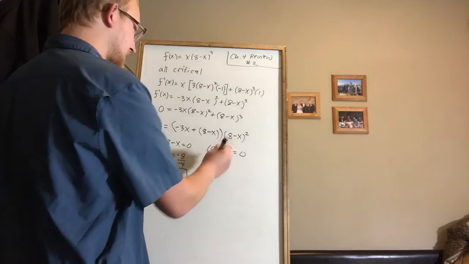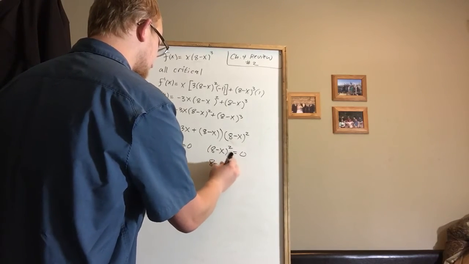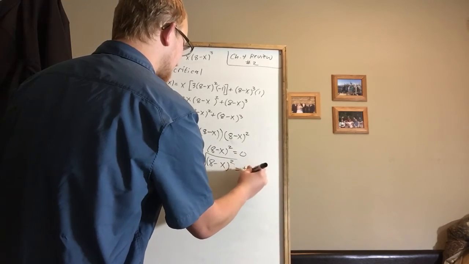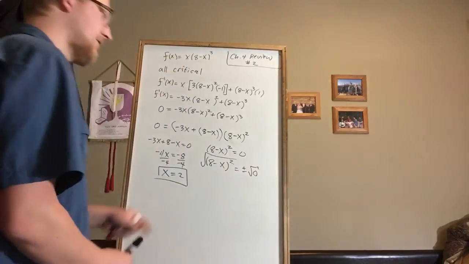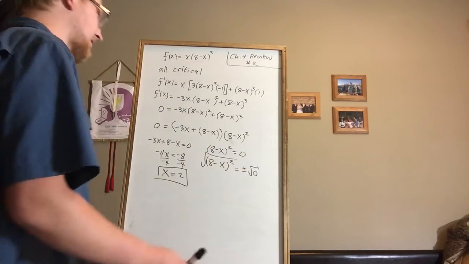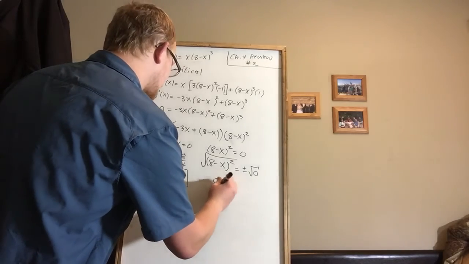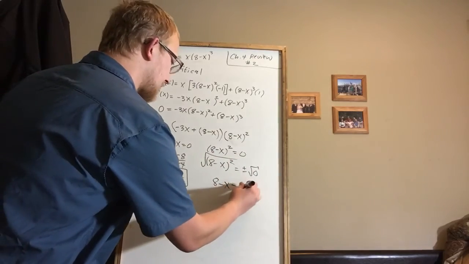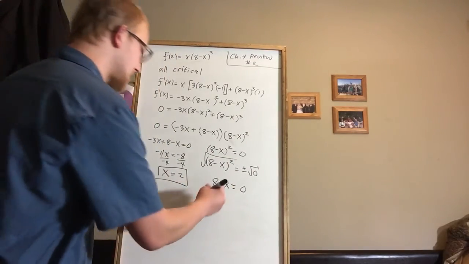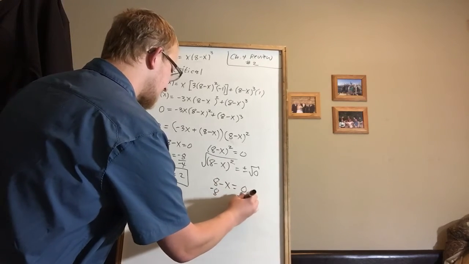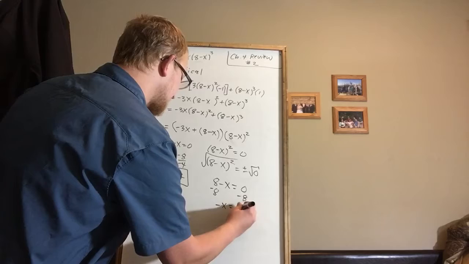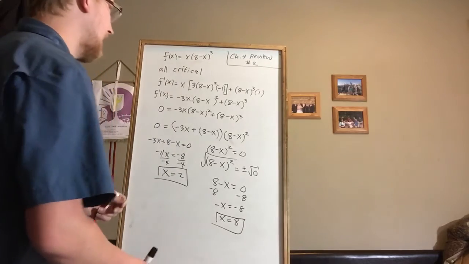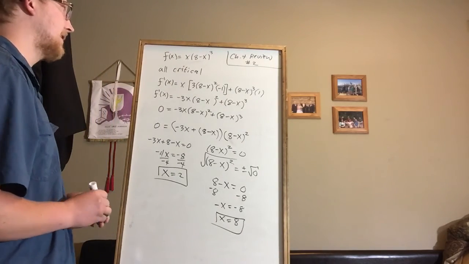And then over here, we'll take the square root of both sides. So the square root of 8 minus x squared equals plus or minus the square root of 0. Remember, whenever we introduce a square root, we have to put plus or minus in front of it. What we're left with is 8 minus x equals plus or minus 0. Well, plus 0 and minus 0 are both just 0, so we can get rid of the plus or minus. Then we'll subtract 8 from both sides, and we end up with minus x equals minus 8. And there we found another critical point, which is x equals 8. And that is all the critical points we have.